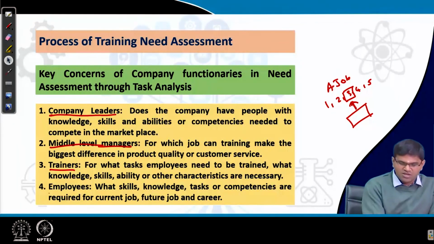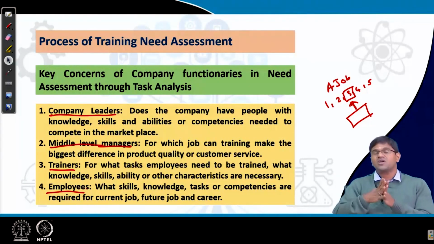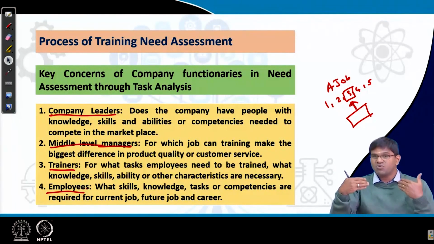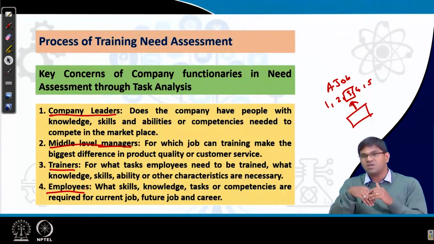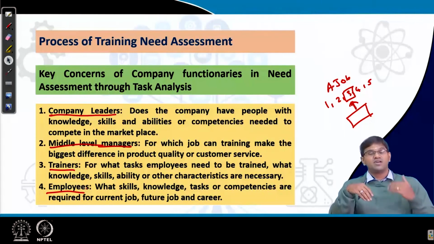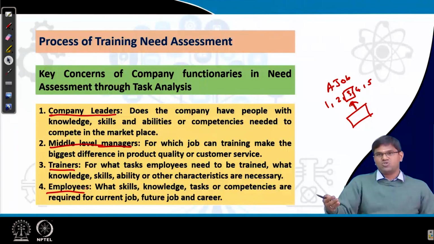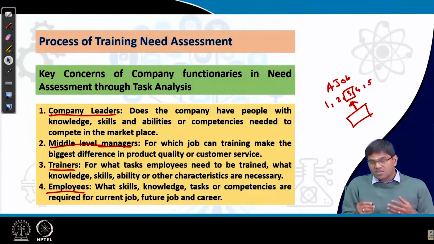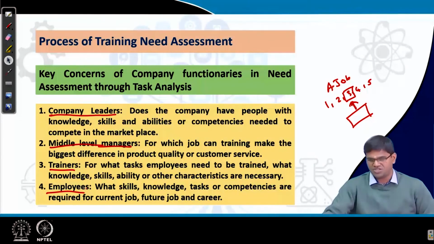Okay. Then employees. At the employee level, what skills, knowledge, abilities or competencies are required for a current job, a future job and for a career? Every individual employee will have to see what is required for my current job, what I require for my future in case I want to continue and sustain in the company, and what type of skill I require in order to grow in the organization. You don't want to stay at the same level. You want to become a supervisor, then a manager, you want to grow as a boss. So you need to look at what skills, knowledge and competencies I should keep learning so that I grow in the organization.